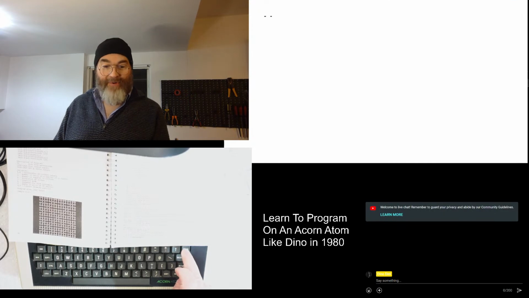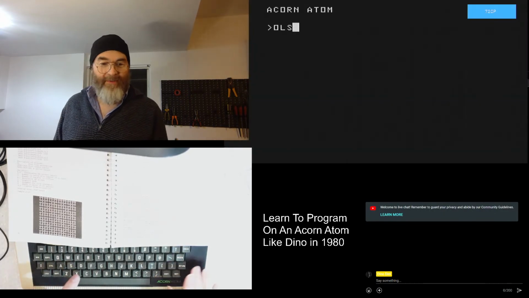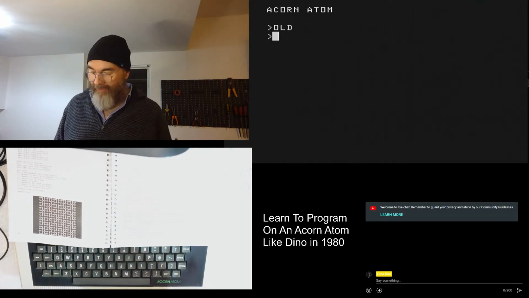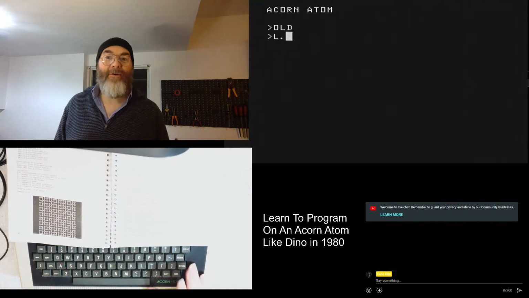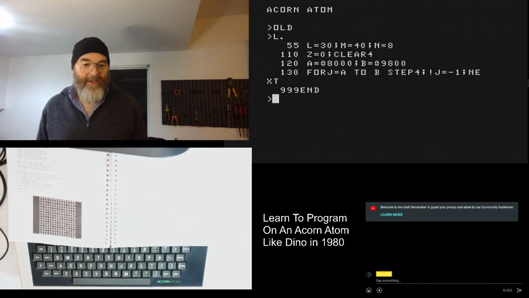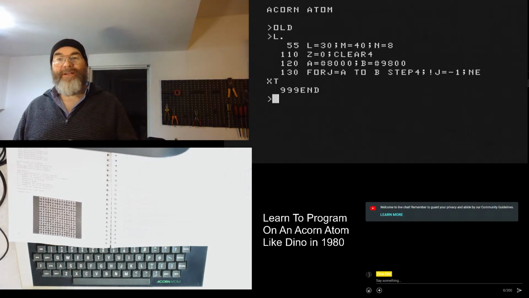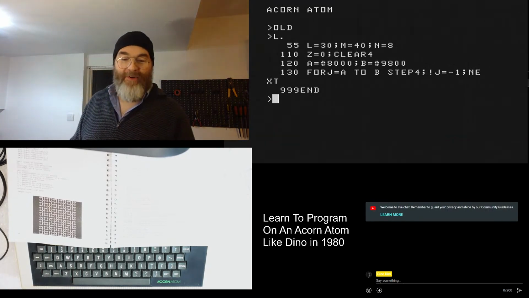So what? Well, I'm just going to hit break, and then it's like, oh, I've lost my program. You can run the command old. Will recover the program that's still in memory. L dot. Yeah, that's clearing the screen, and you see it's a bit slow clearing the screen. How much memory is that clearing?